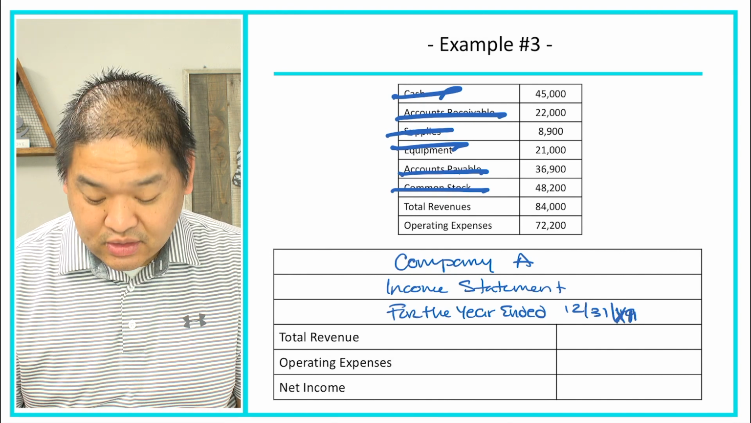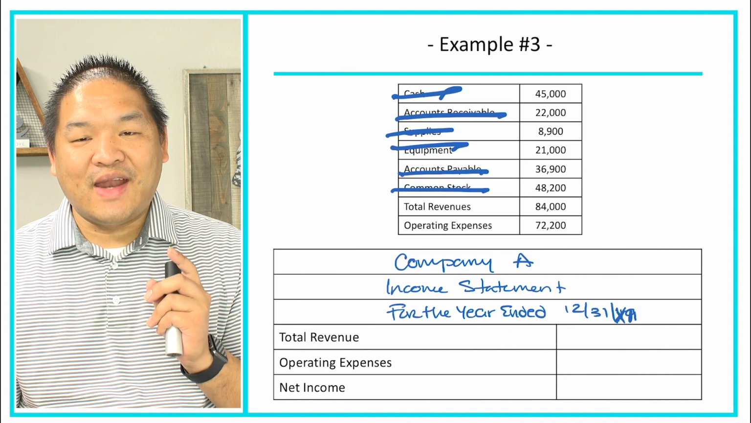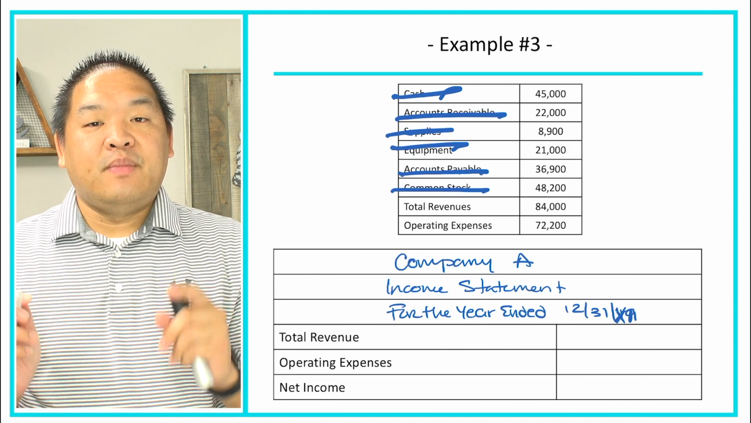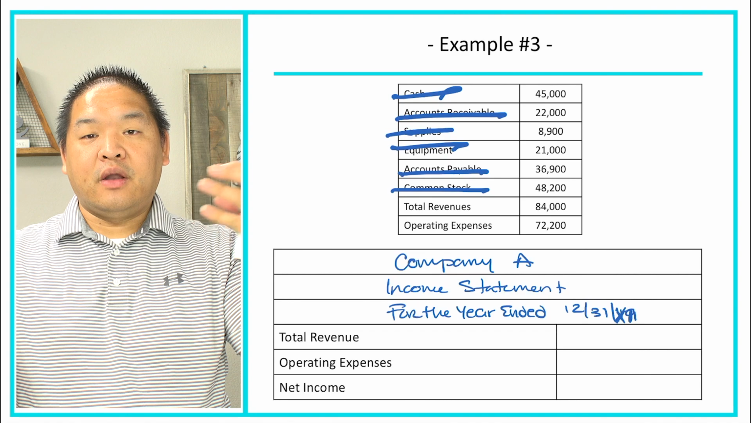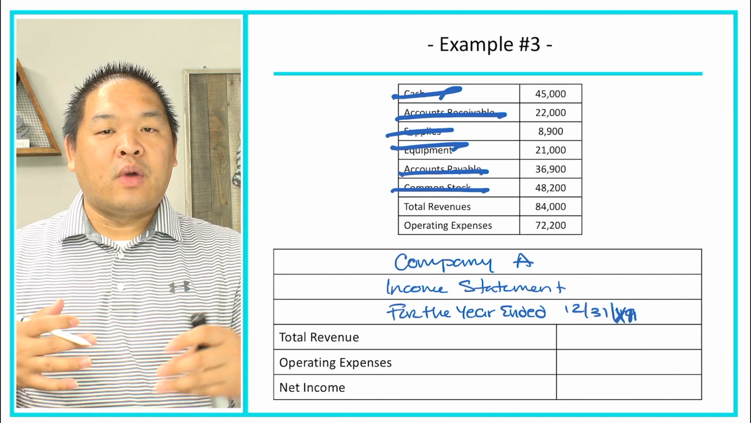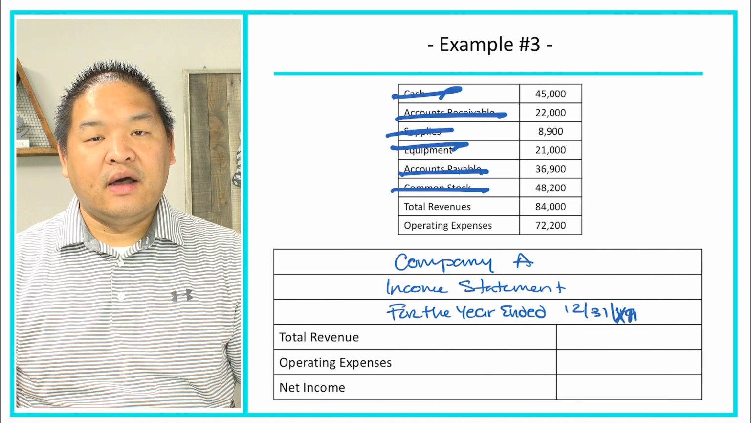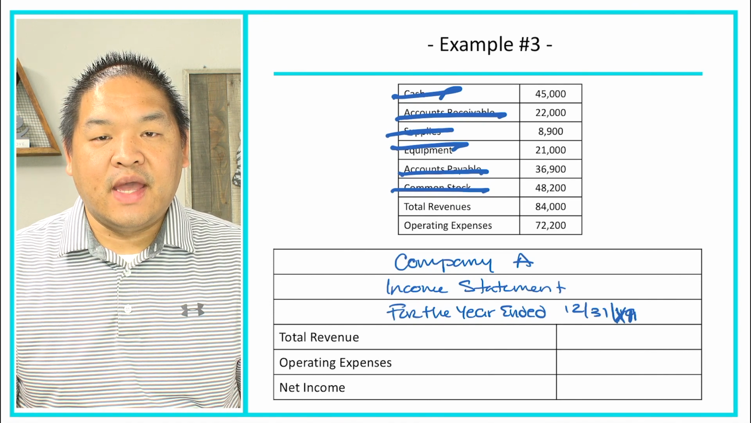You didn't see that. X1. Okay. So for the year ended 12/31/X1. Now the key here is, because the income statement is for a period of time, we're not just going to put December 31st, 20X1. We're actually going to tell the user that this is for a period ending with 12/31/20X1.